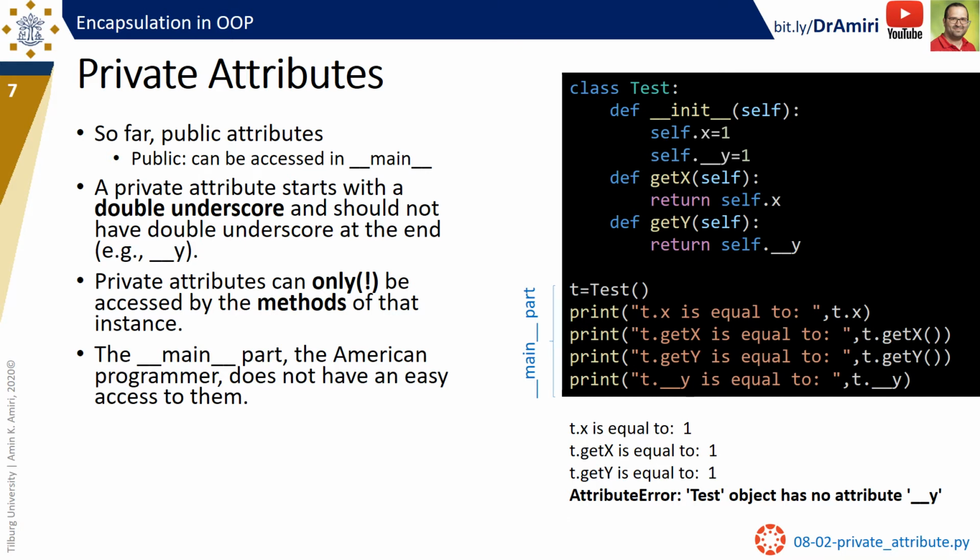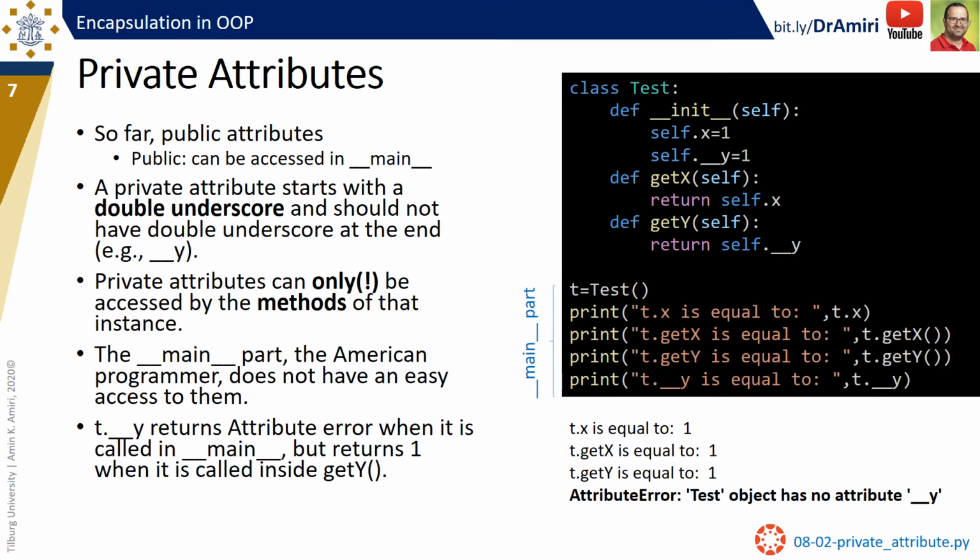So, as I said, the dunder main part, the front-end programmer, does not have an easy way to access the private Y. So if you try to have access to private Y in the dunder main section, Python is going to show you an attribute error, showing that this test class does not even have an attribute private Y. It's as if we are not aware of the existence of this attribute, and that's the meaning of encapsulation. We don't see what's going on behind the scenes.